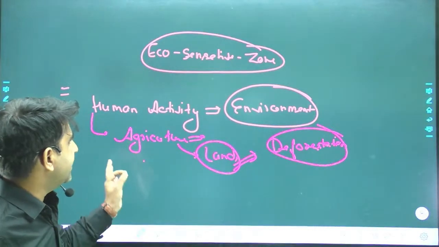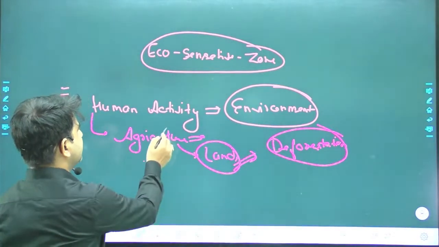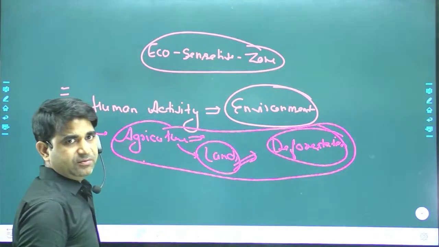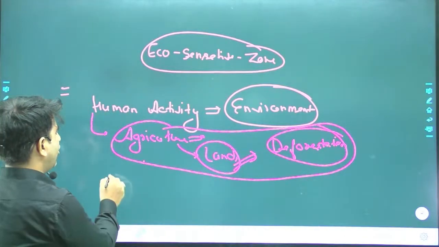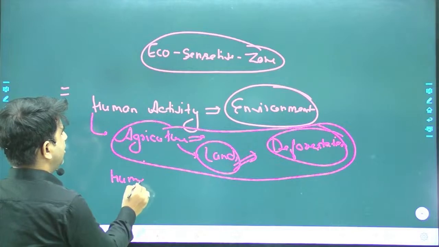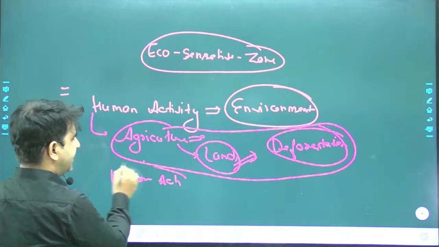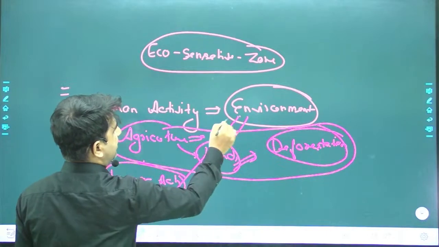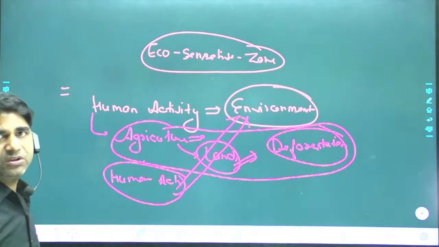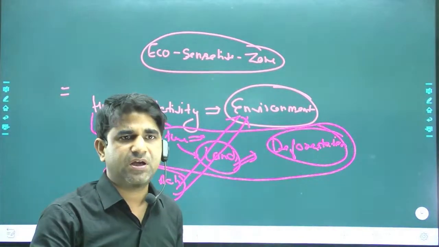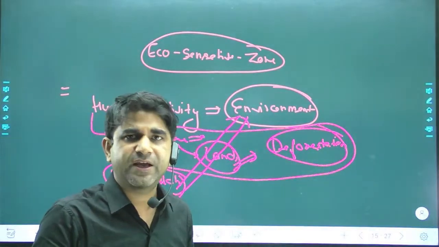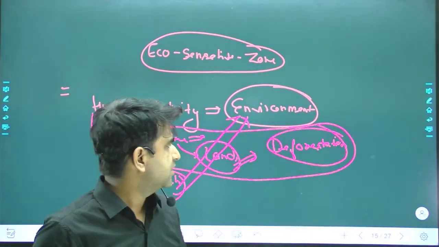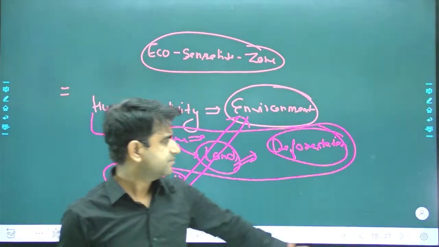Now you can understand it properly that if there is agriculture, or all human activities like industrialization, everything has a direct effect on the environment. When any large area has human activity, that will directly affect the environment. So I think it's clear to you. Now we'll move to the next question.